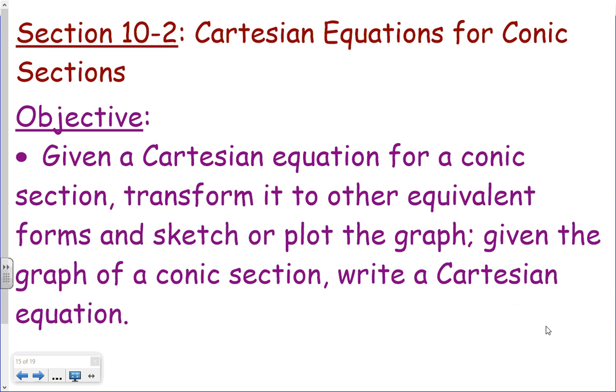All right, open up your book to section 10-2, page 496 in your book. Title of this section is Cartesian Equations for Conic Sections.